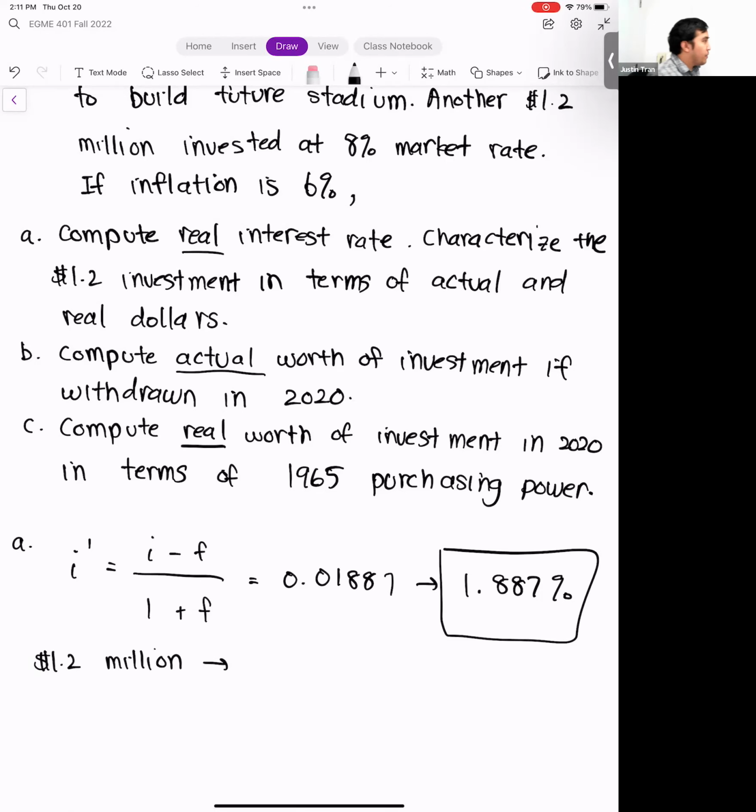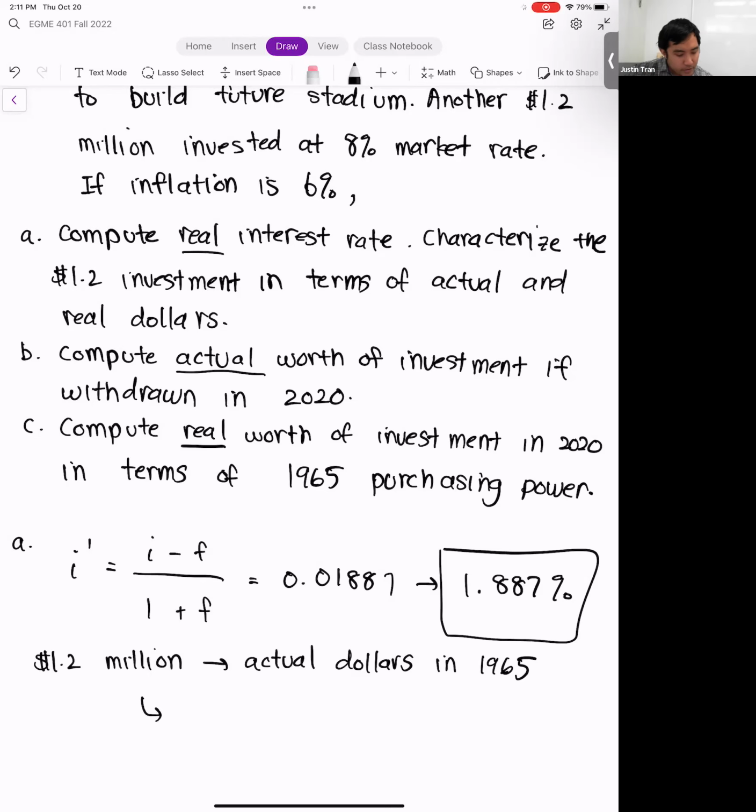Okay, and so the second part of part A asks us to characterize that $1.2 million investment. And so what this means is just to describe what that $1.2 million represents. And so since this is money that the owner had back in 1965, that's actual money that he had. It was physically tangible. Maybe he couldn't touch it because it was in the bank, but you could actually use it to invest in stuff.